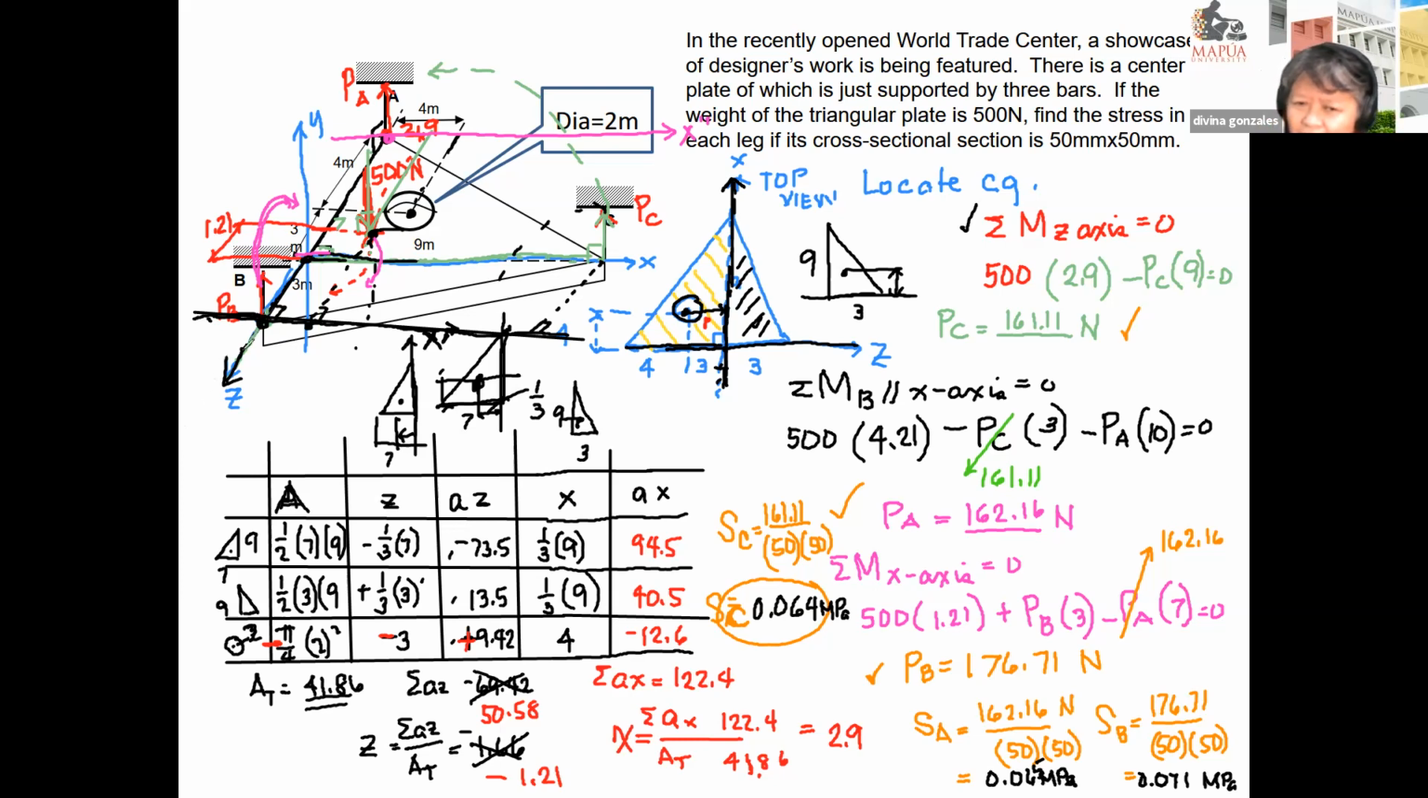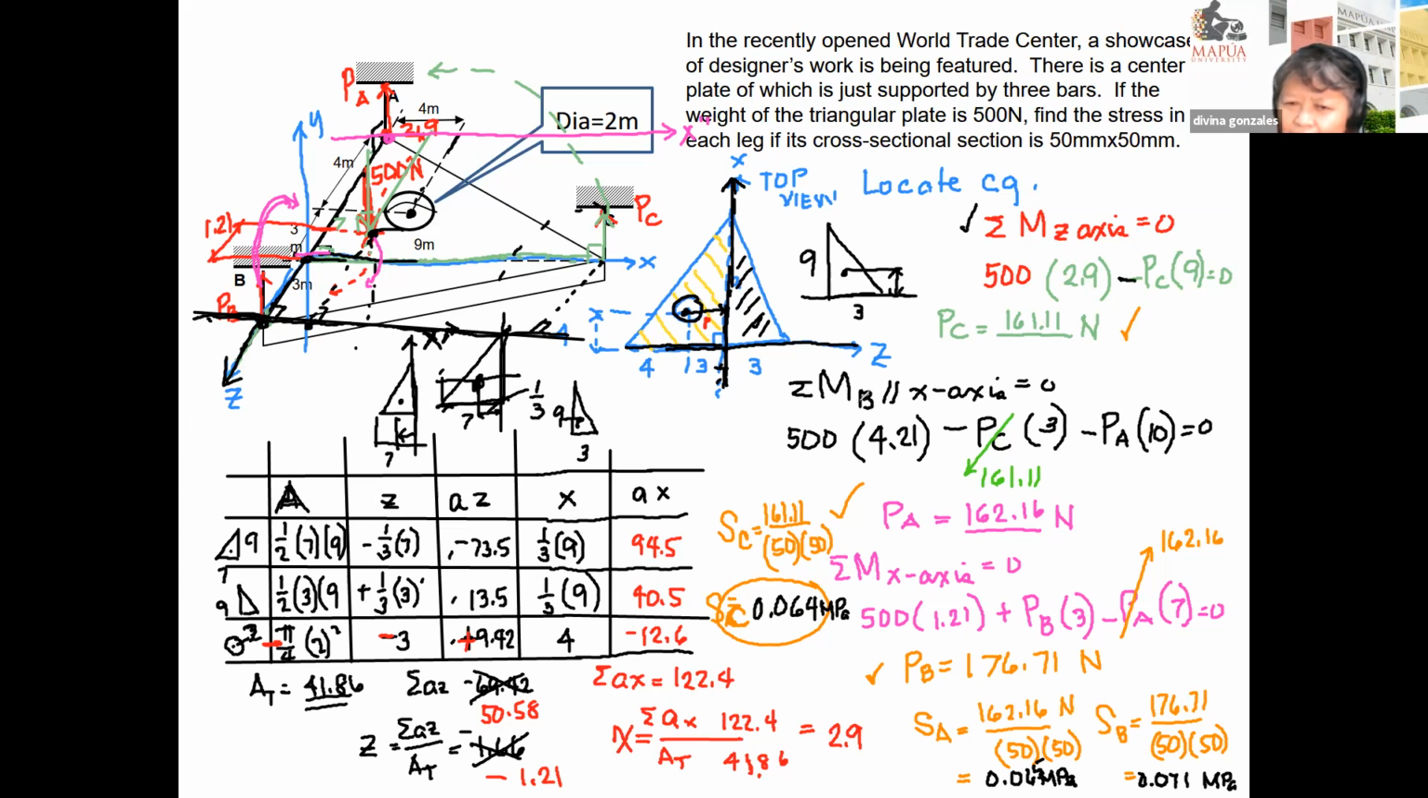Kaya nung nag-summation tayo rito sa moment about Z, si 500 lang ang clockwise. Si P of C ang counterclockwise. Si 500 kasi, it rotates in the same direction as your other four fingers. Pero si P of C, pabaliktad. So, clockwise si 500, P of C is negative. Ito yun, negative P of C.